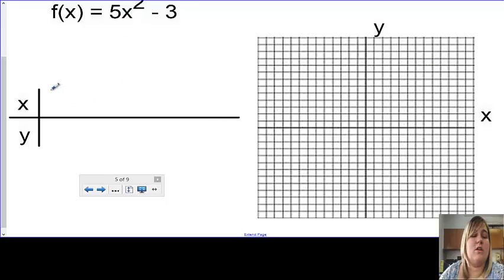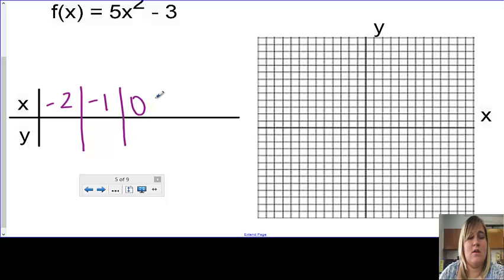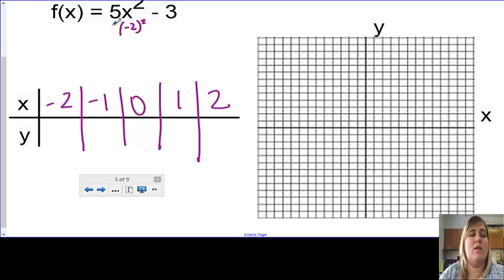So I am going to go with -2, -1, 0, 1, 2. Okay. So if I plug in -2, I would have -2 squared times that 5 minus 3. This would give me 20 minus 3, going to be 17.